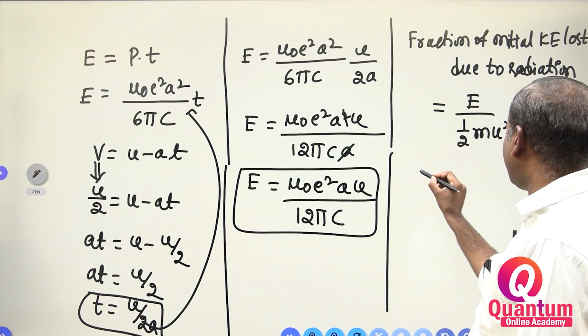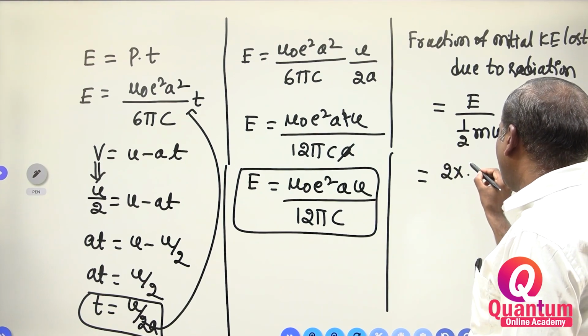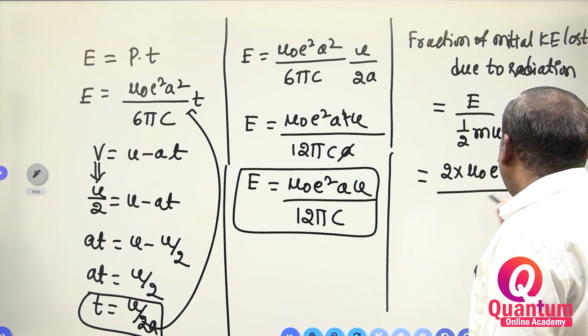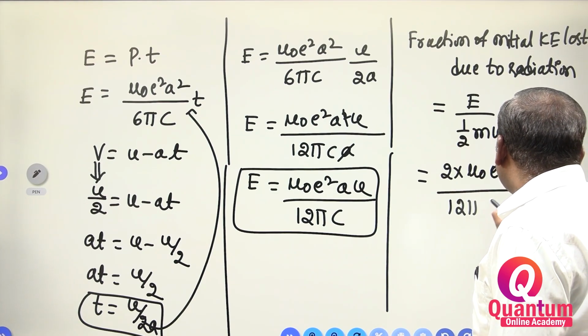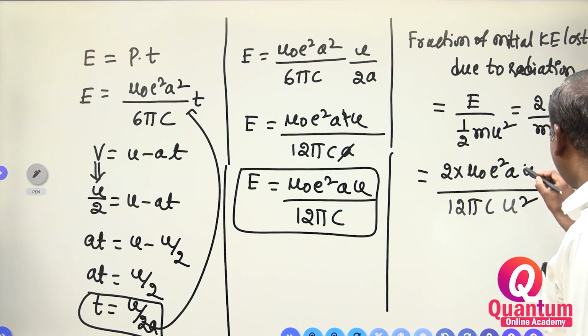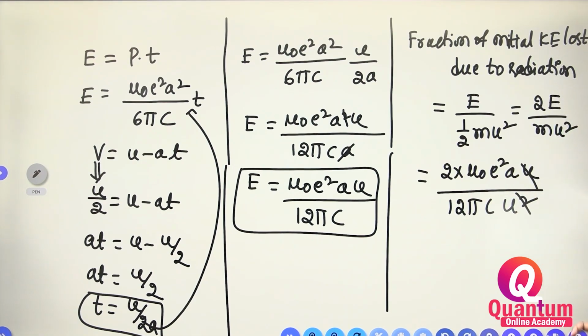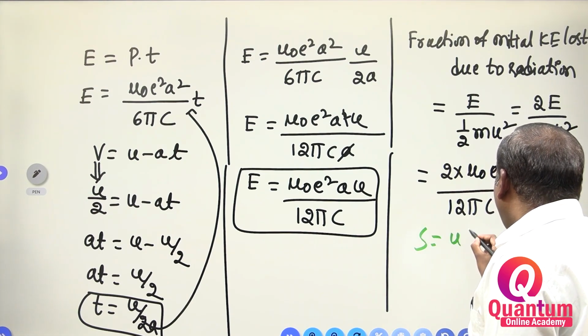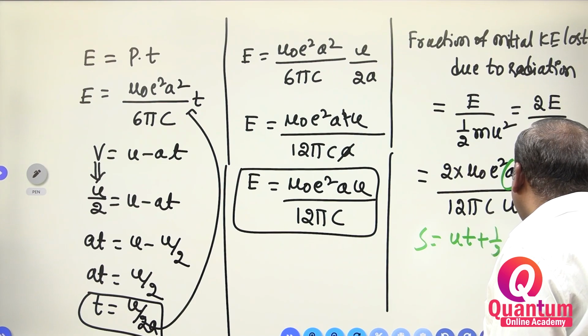Now you substitute here 2 into mu naught e square a u divided by 12 pi c into u square. One u gets cancelled. But we have to substitute the a value. How do we substitute? s is equal to ut plus half at square.